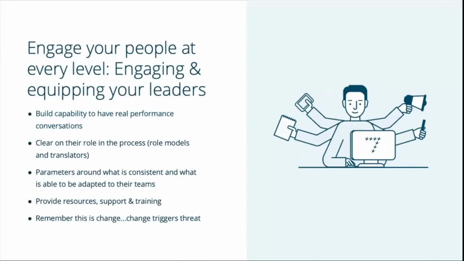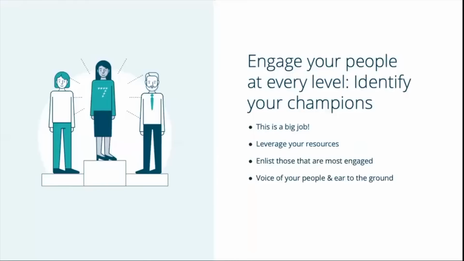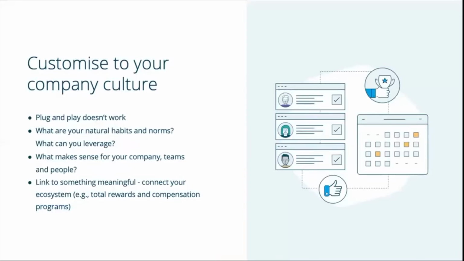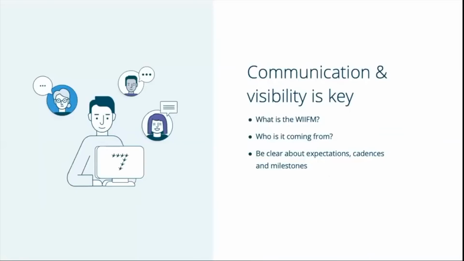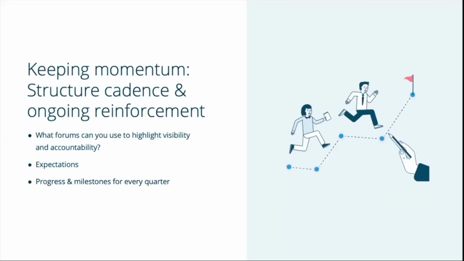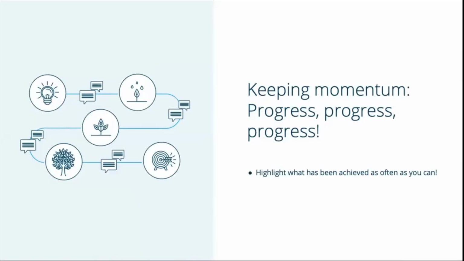So look, I'm conscious of time, so I'm going to forward through some of these little pieces as a high-level overview. Of course, we need to engage and equip our leaders at that top level to have the capability to have real performance conversations. So make sure that we factor this into our leadership development programs and set them parameters around their expectations. Identify your business champions. There's many of them, and they can help you with your implementation. And like I said before, plug and play doesn't work. Make this make sense for your organization as well. With communication, identify your existing channels, be clear about expectations, what they're expected to do, and keep those cadences and ongoing reinforcements in mind. So the progress and milestones that people need to achieve with this progress.